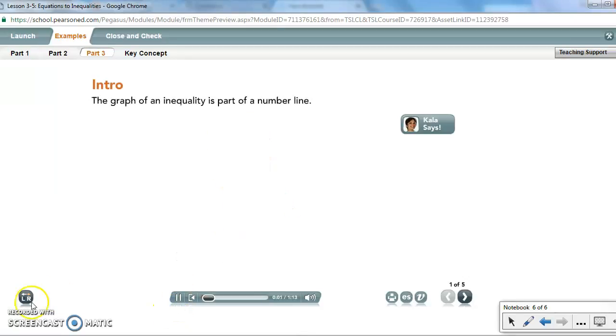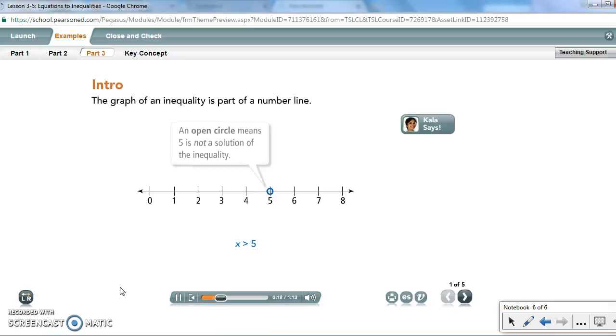The graph of an inequality is part of a number line. Graph the inequality x is greater than 5 on the number line. X is greater than 5, so all values greater than 5 are solutions of this inequality. An open circle means 5 is not a solution of the inequality.